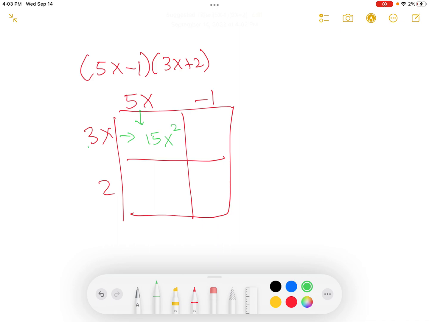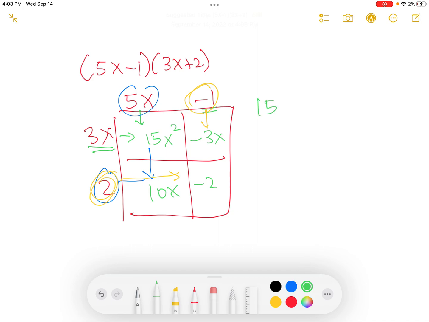Now the next thing is we're going to multiply these guys together. So 3x times negative 1 is negative 3x. Now we're going to multiply, let's change colors here. We're going to multiply this one and this one together. 5x times 2 is going to give me 10x. And finally, we're going to multiply this one and this one together. And if we multiply these together, then 2 times negative 1 is negative 2. So let's go ahead and write this out. We've got a 15x squared. We've got a negative 3x. We have a 10x. And we have a negative 2.